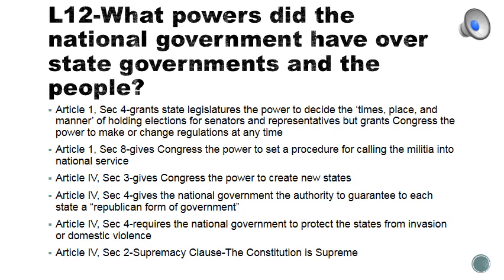So what powers did the national government have over state governments and the people? So there's just a whole list of articles here. If we take a look at Article 1, Section 4, it's going to grant state legislatures the power to decide the times, place, and manner of holding elections for senators and representatives, but grants Congress the power to make or change regulations at any time.